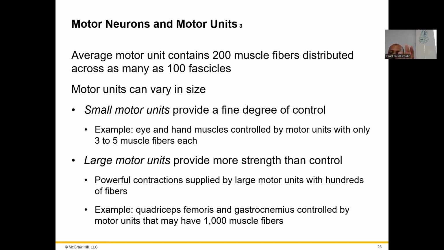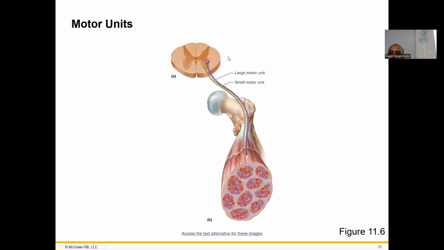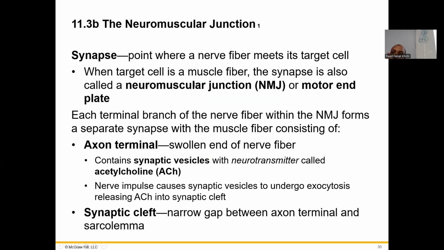In your quadriceps and your gastrocnemius muscles, you have one unit that may innervate 1,000 muscle fibers. So that's the motor unit, one unit innervating multiple muscle fibers. Now, the neuromuscular junction, also known as the motor end plate.